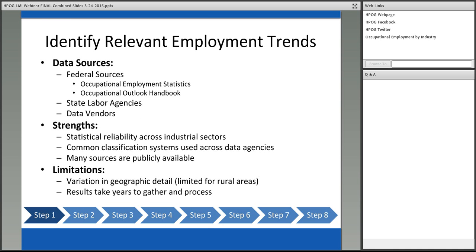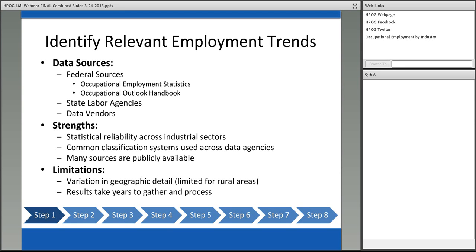As I mentioned, there are a variety of different data sources where traditional labor market information is available from. This includes the resources available from the federal government, particularly the Bureau of Labor Statistics, which publishes the Occupational Employment Statistics and the Occupational Outlook Handbook, as well as state labor agencies that produce their own state and regional estimates. And also there are commercial data vendors who will either pull all this information together in one place or offer their own data to supplement the publicly available information.